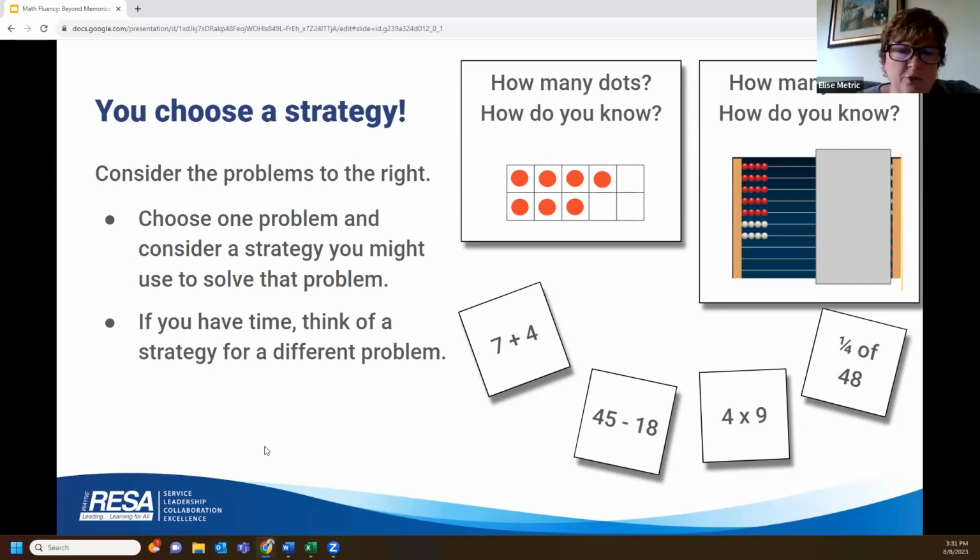I'll go. I chose the 10 frame, and I guess one strategy would be just counting the dots. Okay, so how did you count them? Did you count the top and then the bottom? I did 4 across the top and 3 across the bottom, but then I see I could count by 2s and then have an extra. Okay, so even as you're thinking through this process, you're thinking, oh, I could have done it in more than one way. Thank you, Elise, for sharing with us.